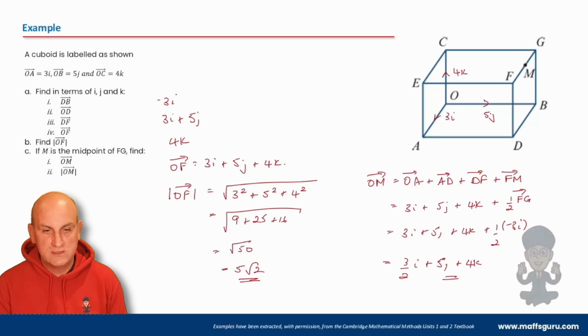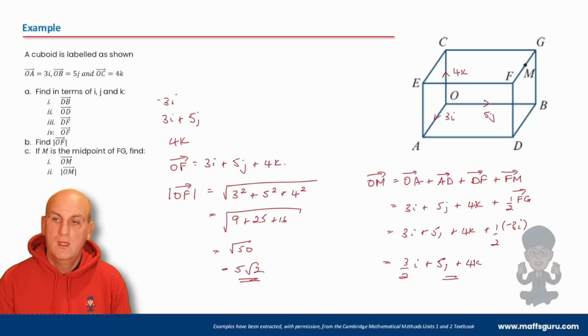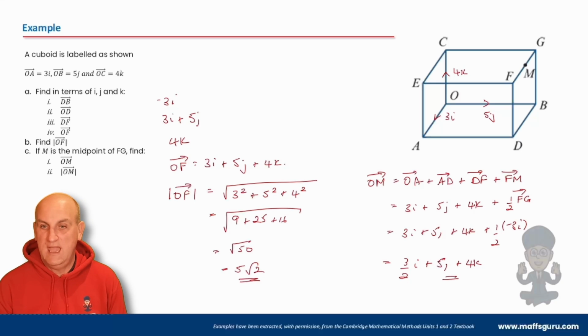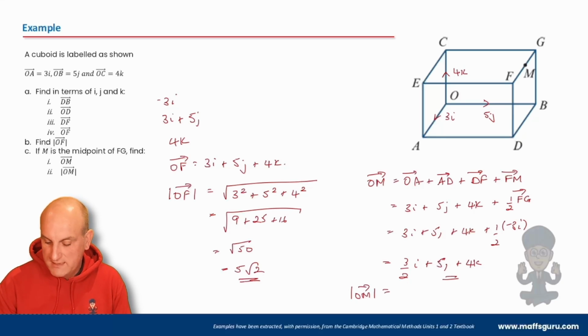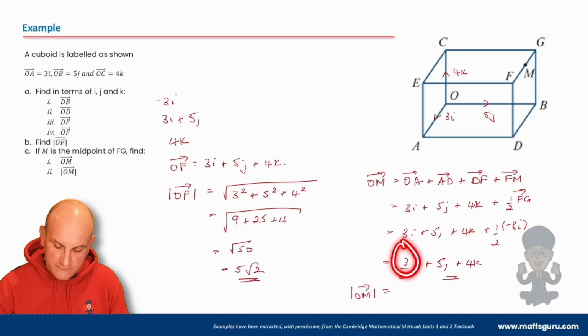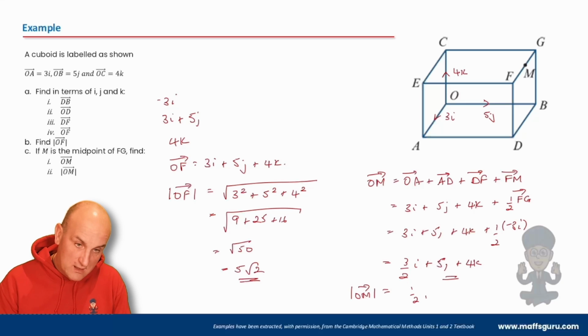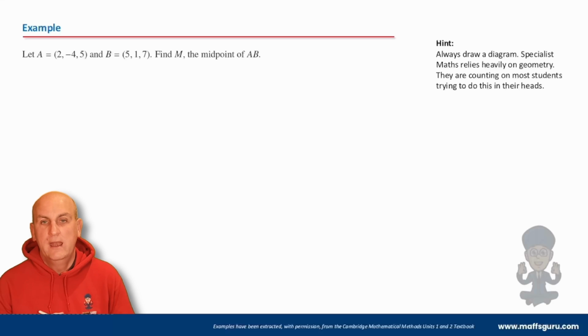Now notice how we did that. There may well have been lots of other ways to do this. I could have done O to F plus F to D, or half of F to G. Anyway. The modulus of that length, well, if I wanted the mod of OM, I'd square each of them, add them together and square root. And apparently it comes out as a half root 173.